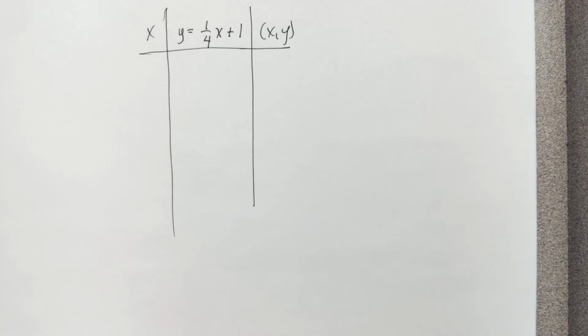What's going on, Evelyn? What? You see that's a 4? Yeah. So you want to pick numbers that 4 goes into. 4, 8, 12, 16, 20, 24, 28, 32, 36, 40, 44, 48.